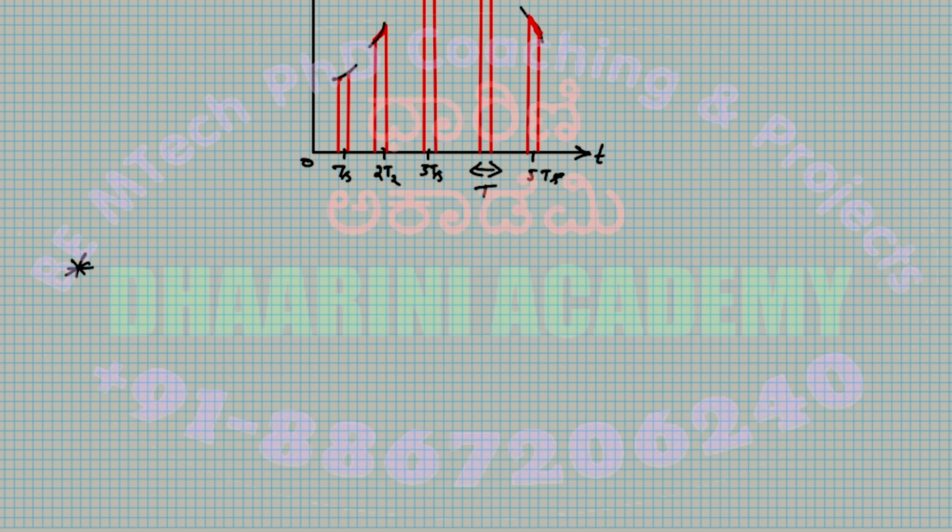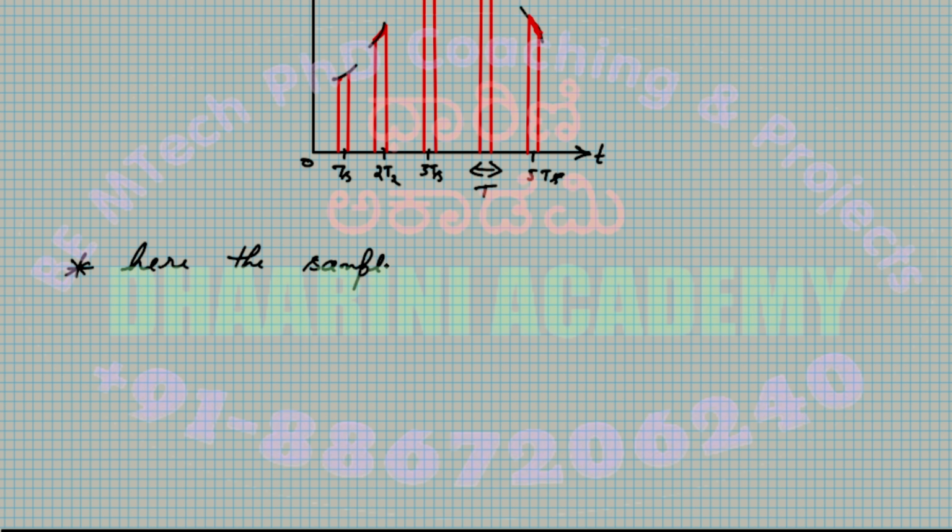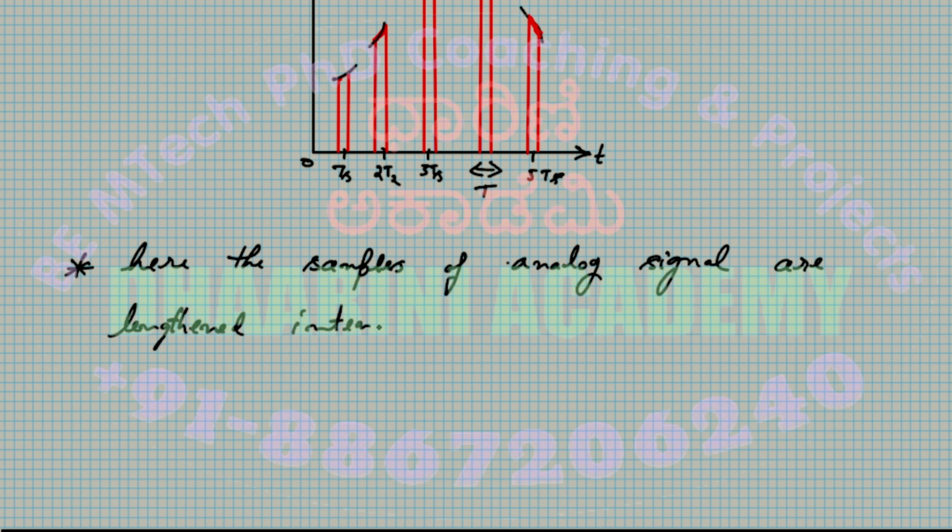Okay, so let me write one more point here. Here the samples of the analog signal are lengthened. You do this intentionally. We give a pulse width over there because we have some intention behind that. The ideal case is impossible. This is the practical case. That's why you intentionally allow it.